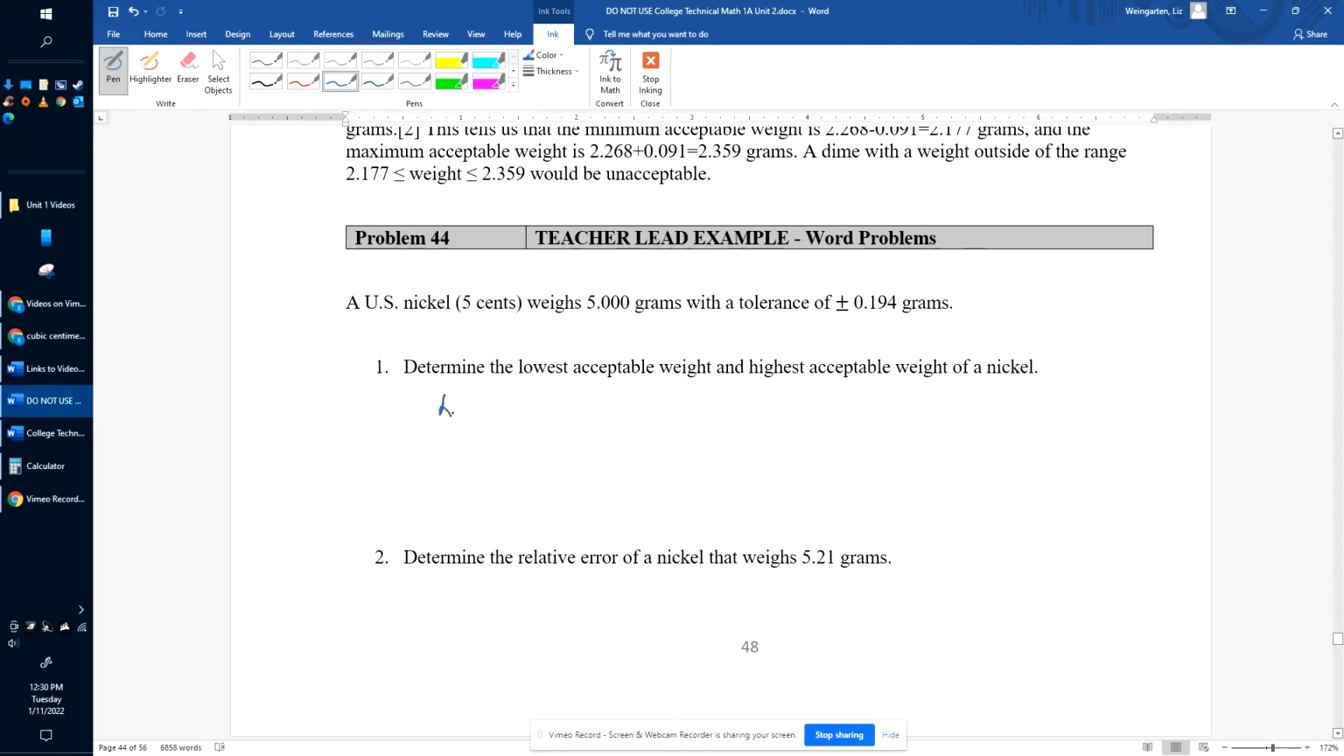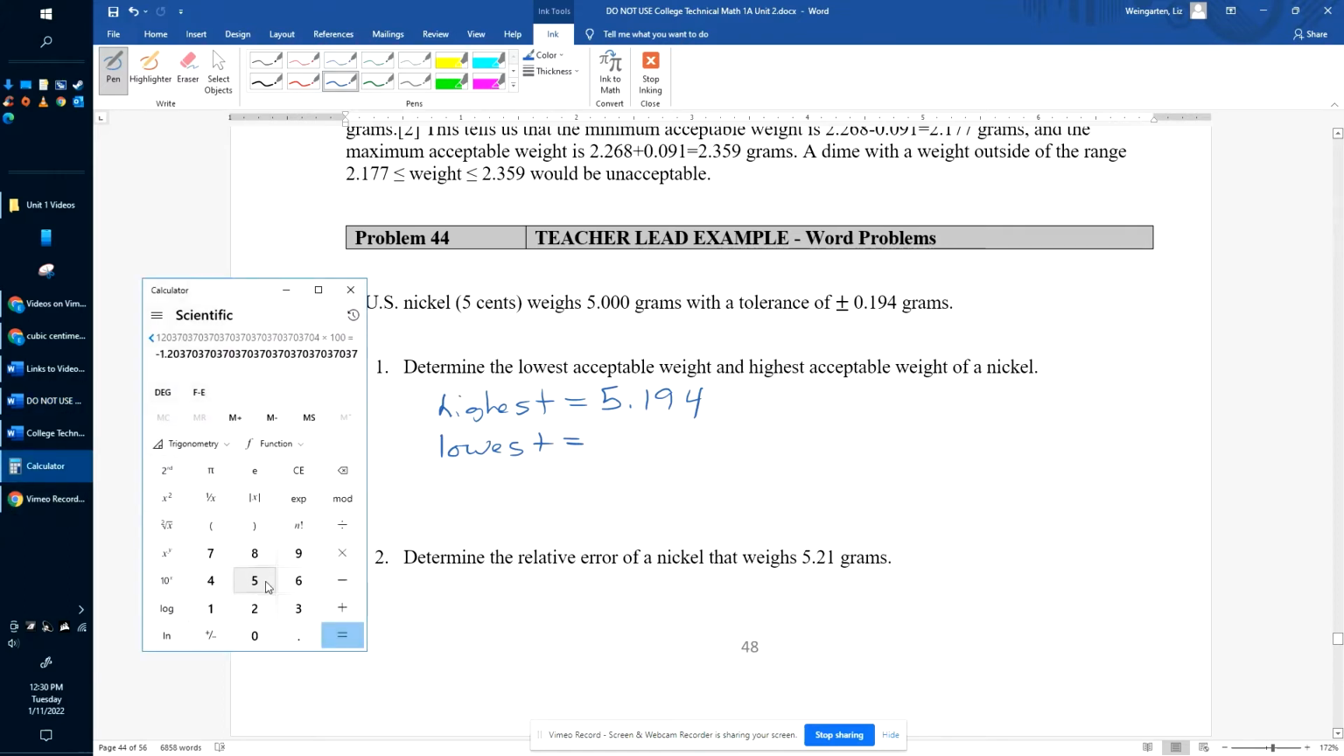So highest is going to be equal to 5.194. Lowest is going to be equal to, I'll do the calculator, I don't trust my brain, 5 minus 0.194, 4.806.